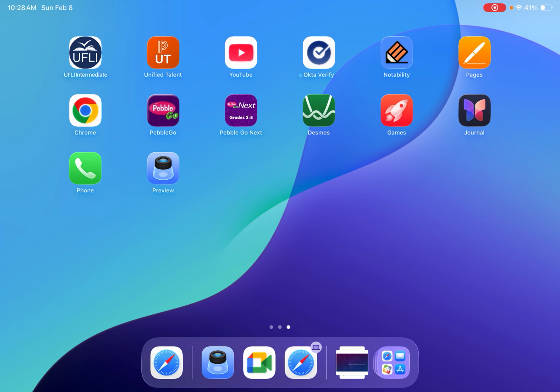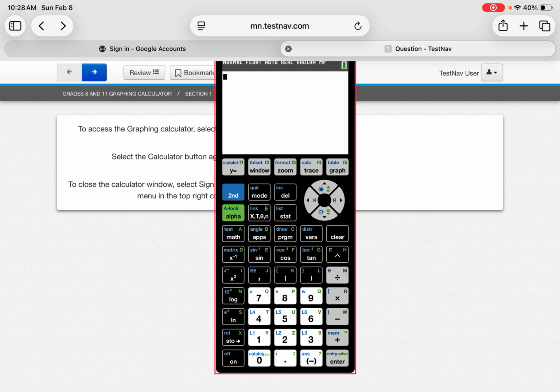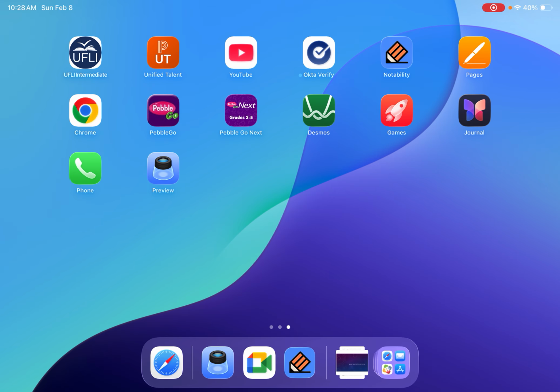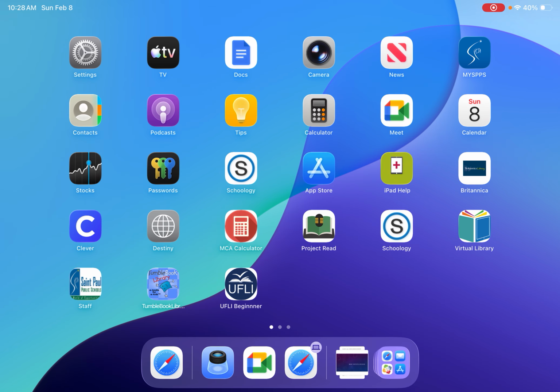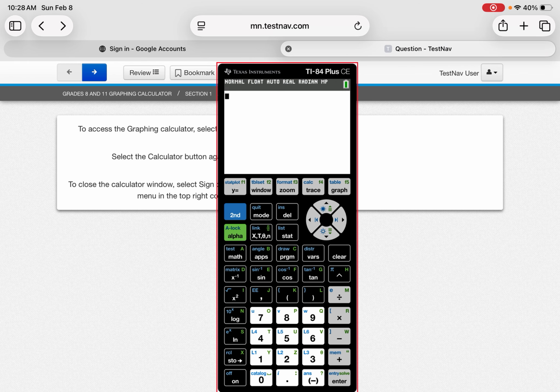So first, I want to open up the MCA calculator on your iPad. It's the orange app. You'll see here the lower left-hand corner, that orange app, MCA calculator. That's the one that we're using. All right. So here we go. We're going to enter the data in.